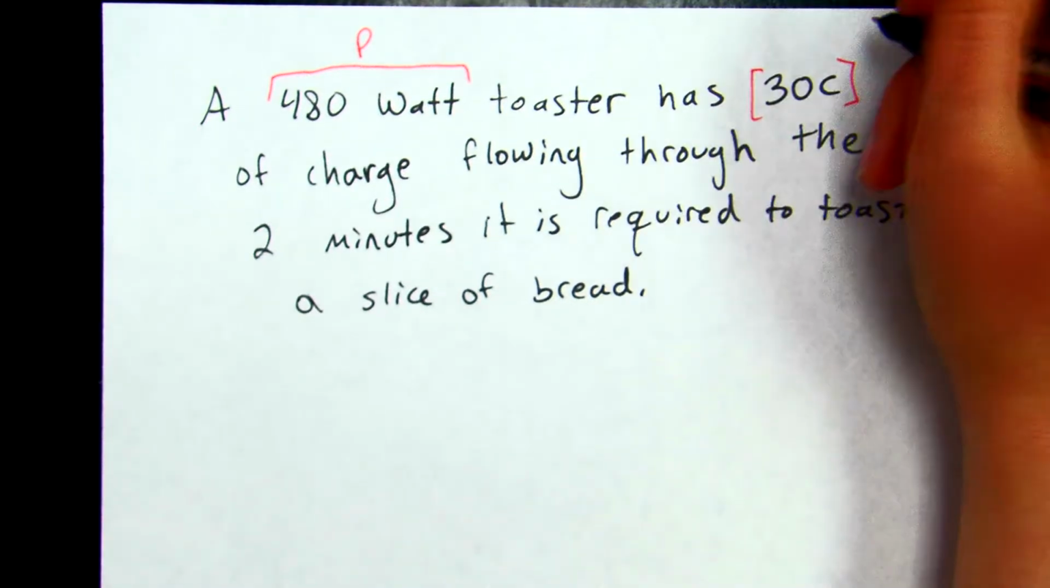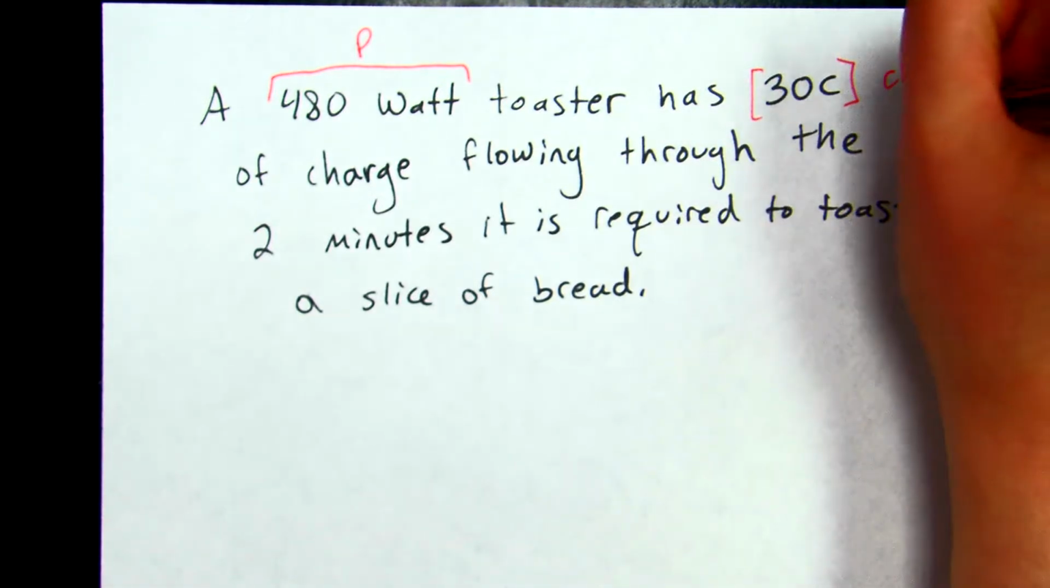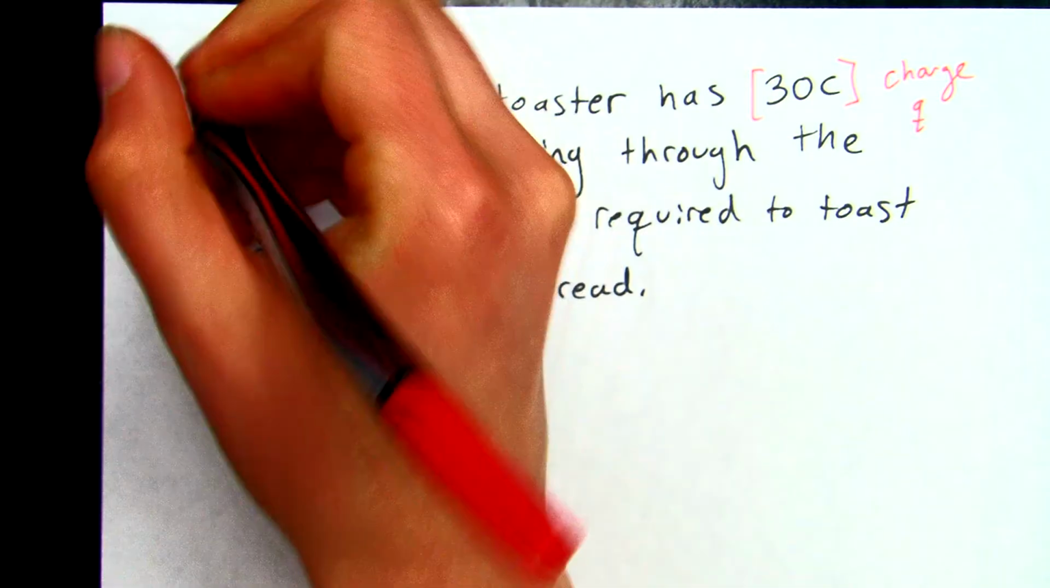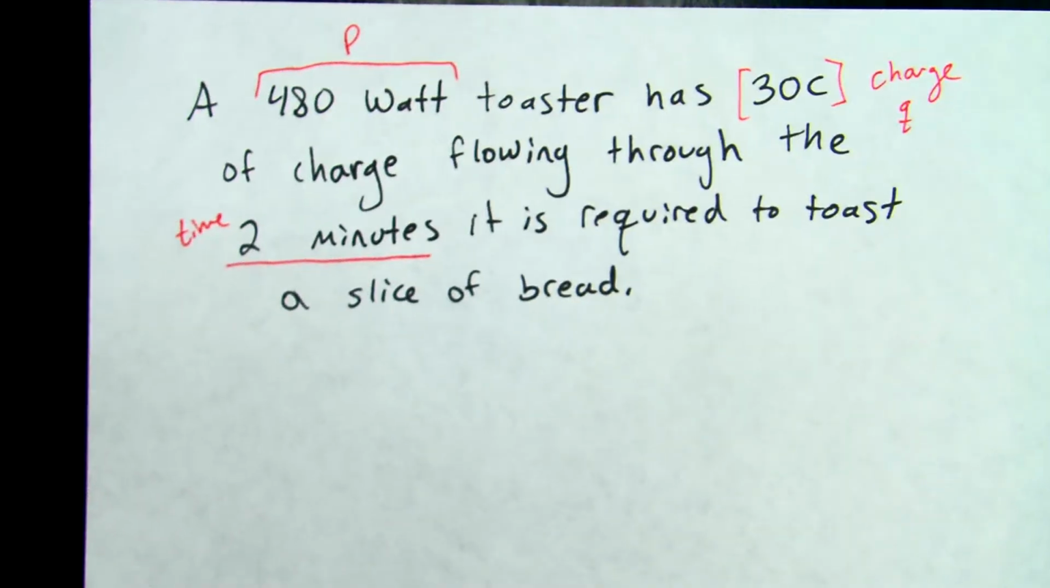This is 30 coulombs. 30 coulombs, that's a unit of charge, which we call Q. And then we also have time here. And in all of those formulas I just used, we didn't talk about time at all. In fact, we didn't talk about charge at all either, so Ms. Alford, what on earth are you doing here?